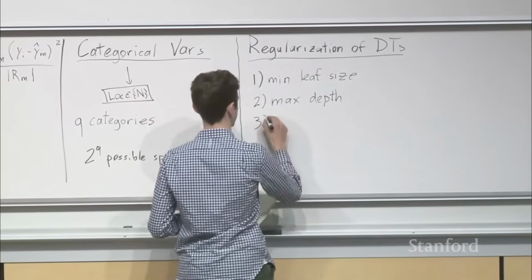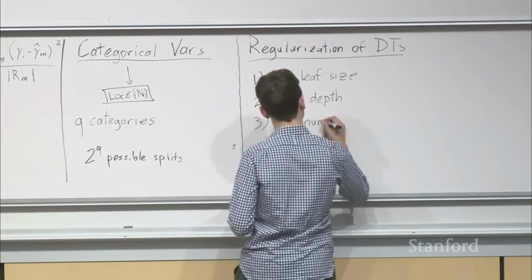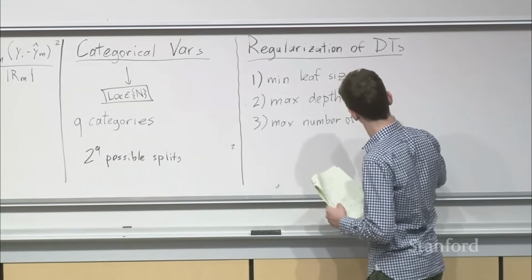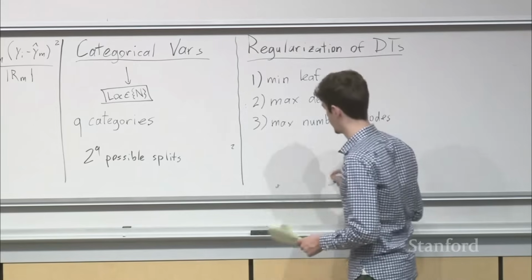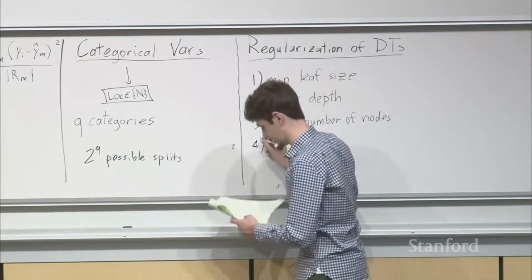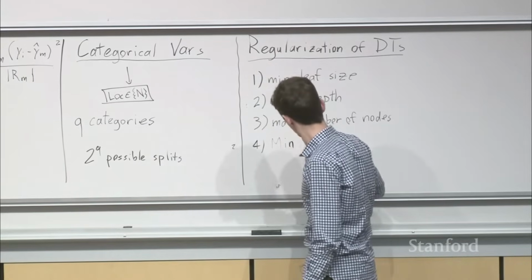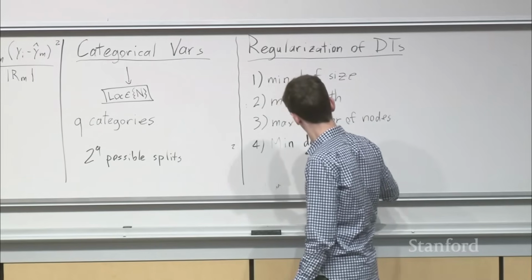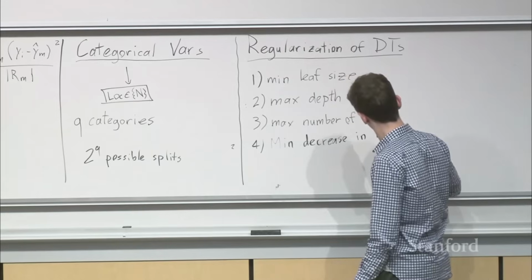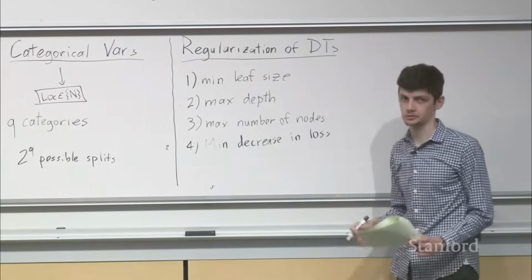And sort of a related one in this case is a max number of nodes. And then a fourth, very tempting one, I've got to say, to use is a minimum decrease in loss, right? And I say this one's tempting because it's generally not actually a good idea to use this minimum decrease in loss one.